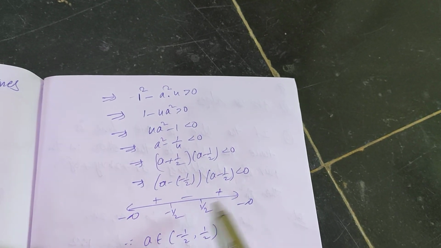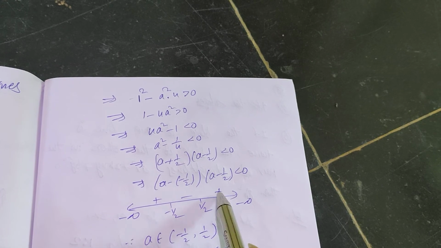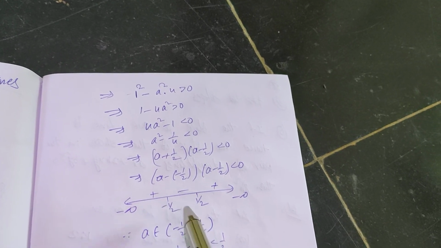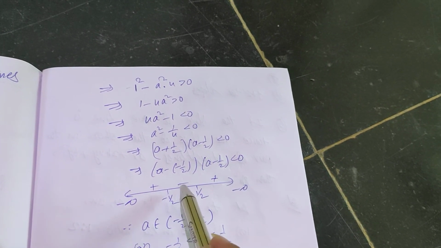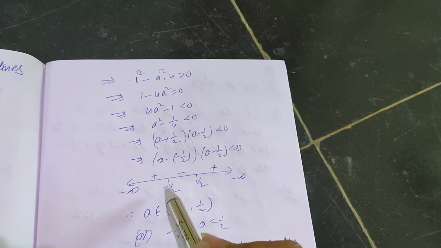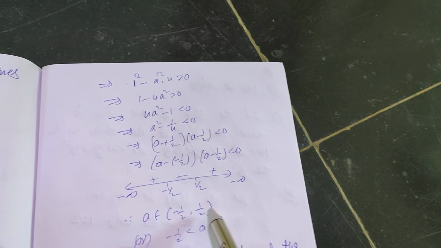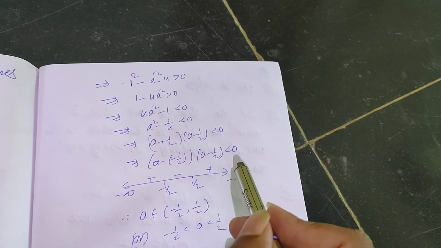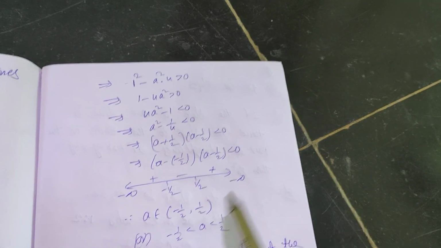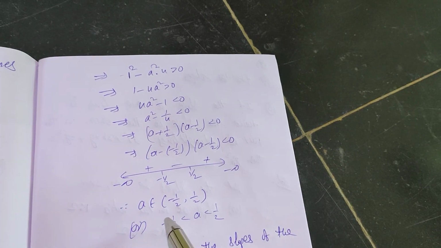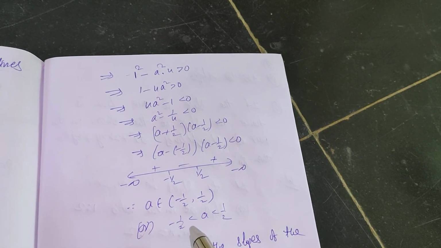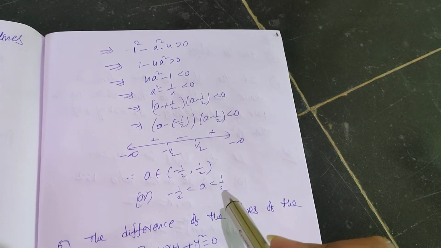So represent on the number line: minus infinity to plus infinity, with plus, minus, plus. Okay, so less than 0 means we have to consider the minus region. So a belongs to minus 1 by 2 comma 1 by 2. It is only strictly less than, so we have to write open brackets. Otherwise, if it is less than or equal to, we should write closed brackets. So it is less than 0 only, so we write open brackets. In other words, we can write this as minus 1 by 2 less than a less than 1 by 2.